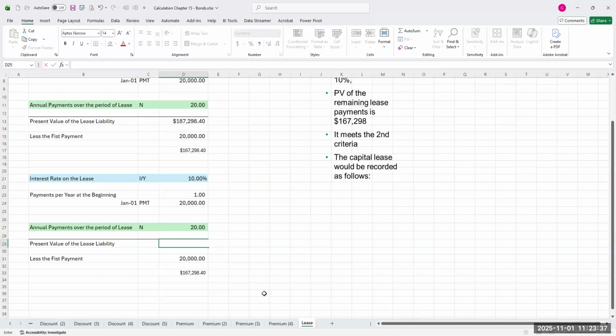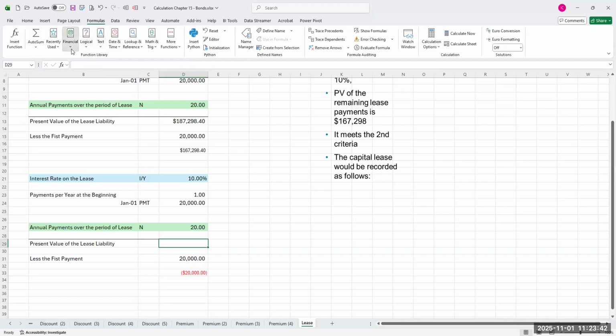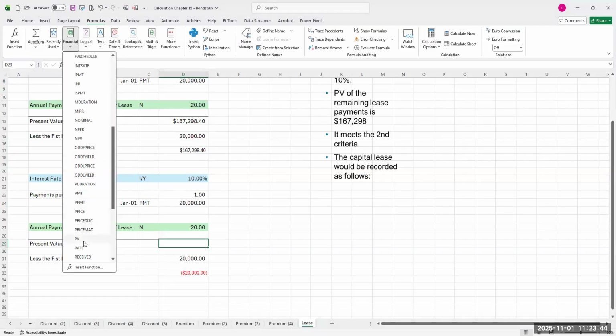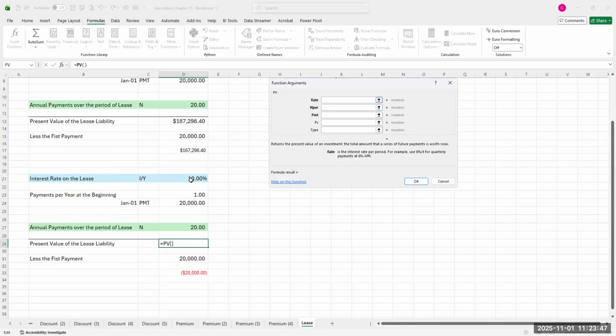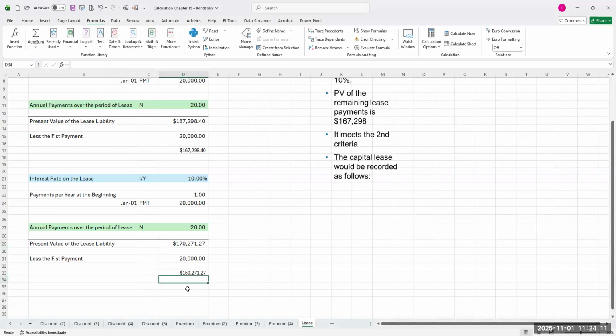So let's get rid of this and let's go to the calculation again. Formulas, Financial, Present Value. The rate is 10%. Periods 20. Payment, we're going to pay 20,000. And the future value is 0. Type. Let's assume just for a second that you forget to do that type and you do nothing. Then you're going to have a huge difference.